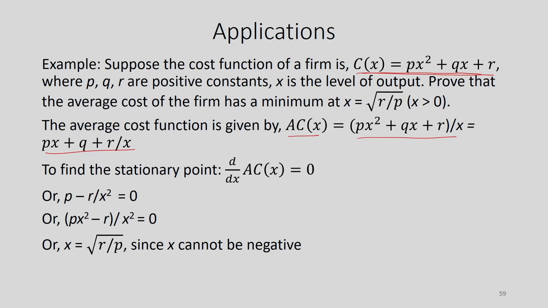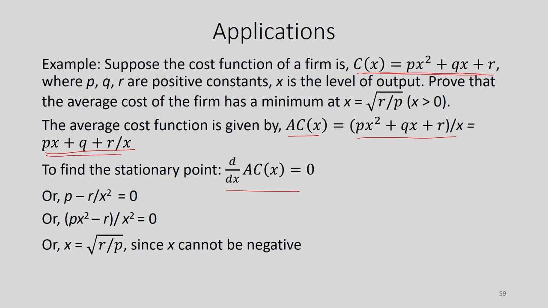Now, we have to prove that the average cost of the firm has a minimum at x is equal to root over R divided by P. So, we have to find the minimum point, and the minimum point should be equal to root over R divided by P. For that, first we apply the necessary condition. The necessary condition is that the first derivative of the function should be equal to 0. So, d dx of the AC x, that is average cost, is equal to 0, that is the necessary condition.